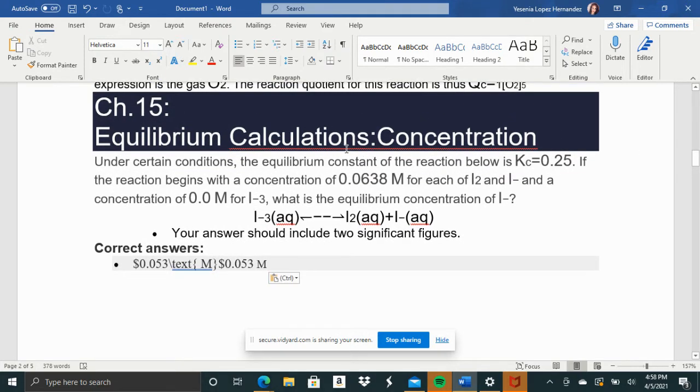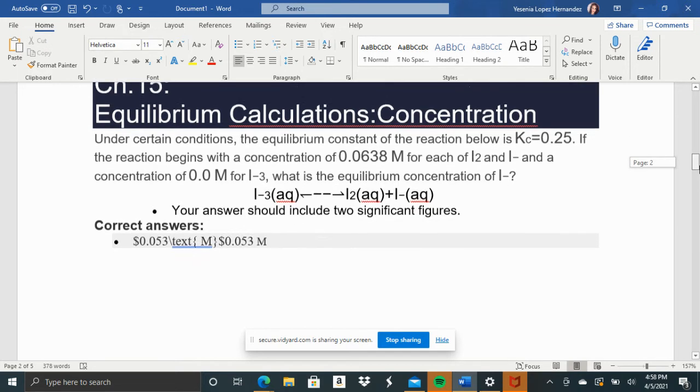Next, the equilibrium concentration calculation. So they would give you these numbers. Under certain conditions, the equilibrium constant for the reaction below is Kc equals 0.25. If the reaction begins with a concentration of 0.0638 moles for each of I2 and I negative and a concentration of 0.0 moles for I3, what is the equilibrium concentration of I negative? So they would give you this, and now you would have to find the answer.